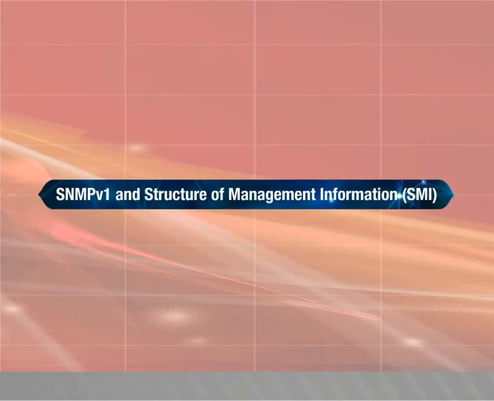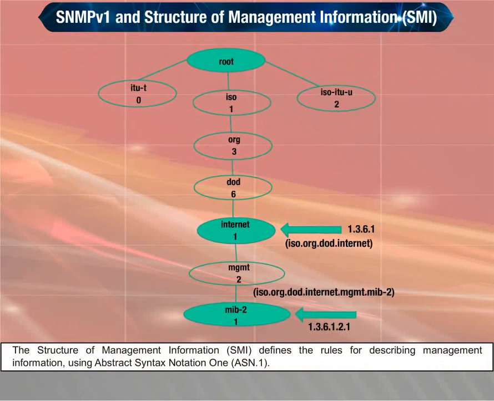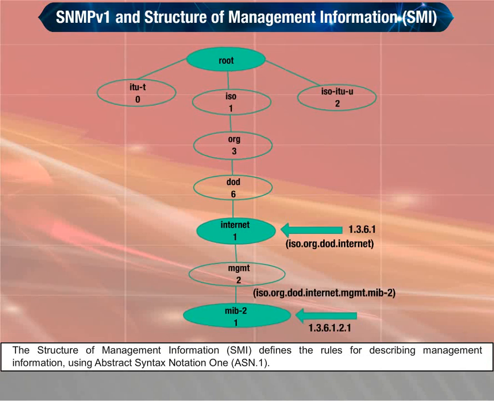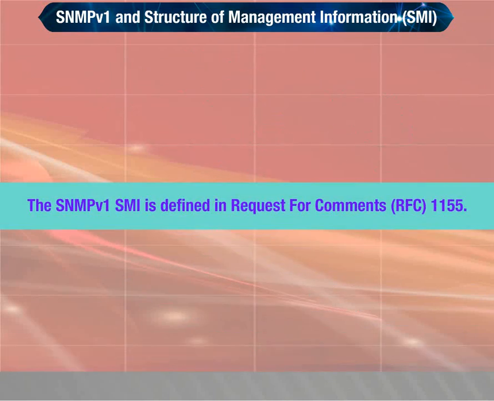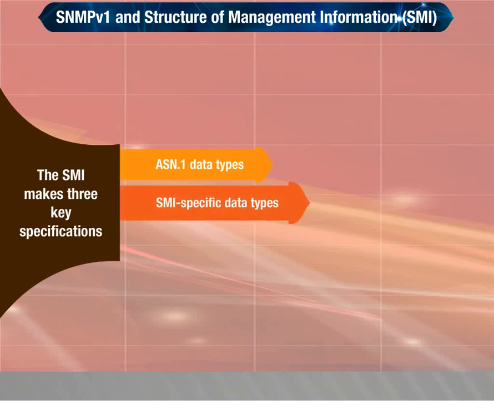SNMP v1 and Structure of Management Information, SMI. The Structure of Management Information, SMI, defines the rules for describing management information using Abstract Syntax Notation 1, ASN.1. The SNMP v1 SMI is defined in Request for Comments RFC 1155. The SMI makes 3 key specifications: ASN.1 data types, SMI specific data types, SNMP MIB tables.